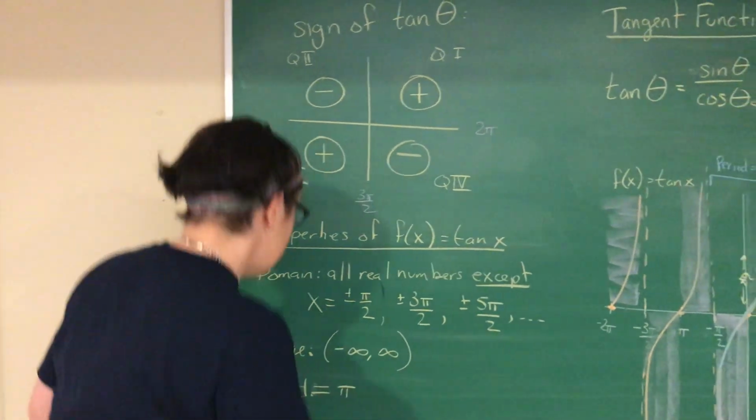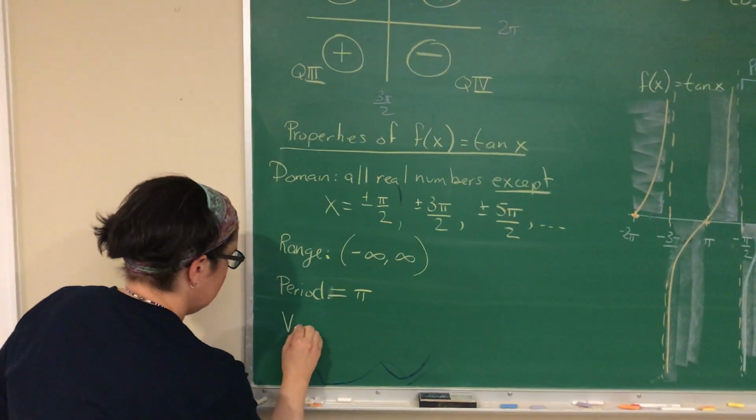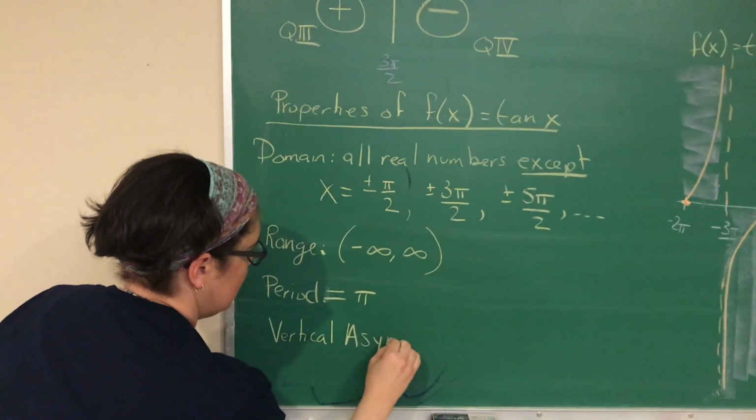All right, the final important property of the tangent function is that we have vertical asymptotes.